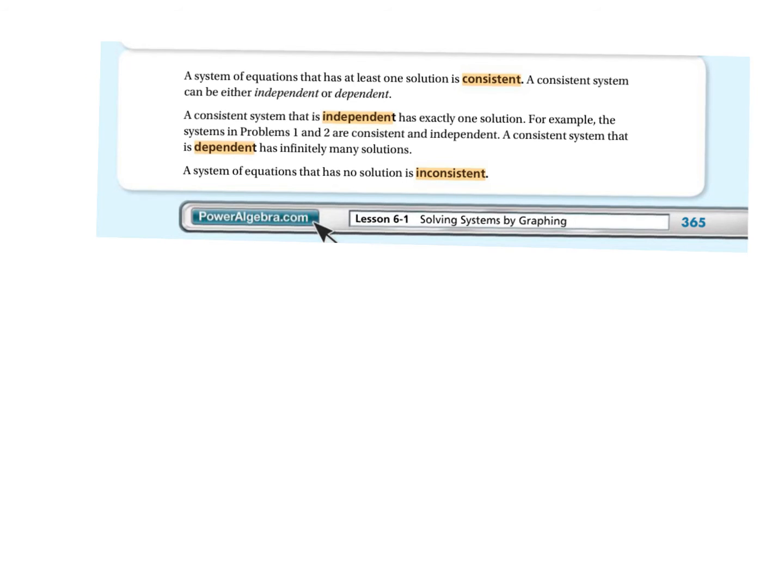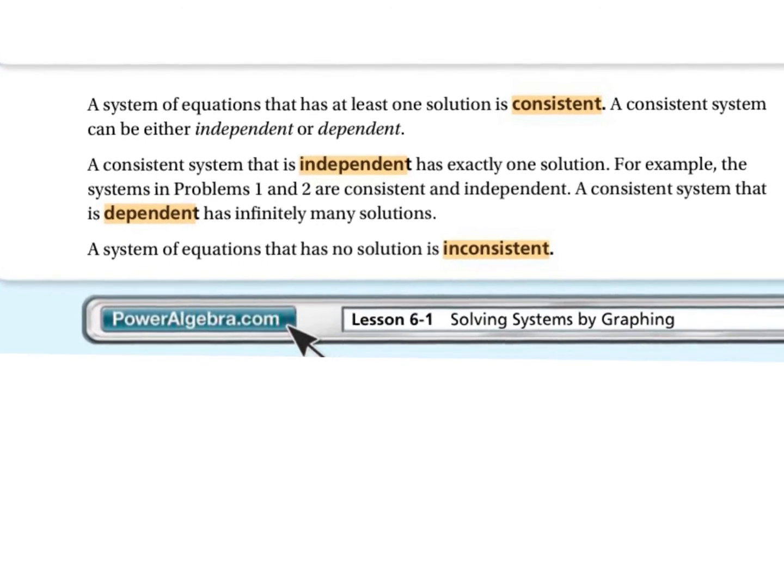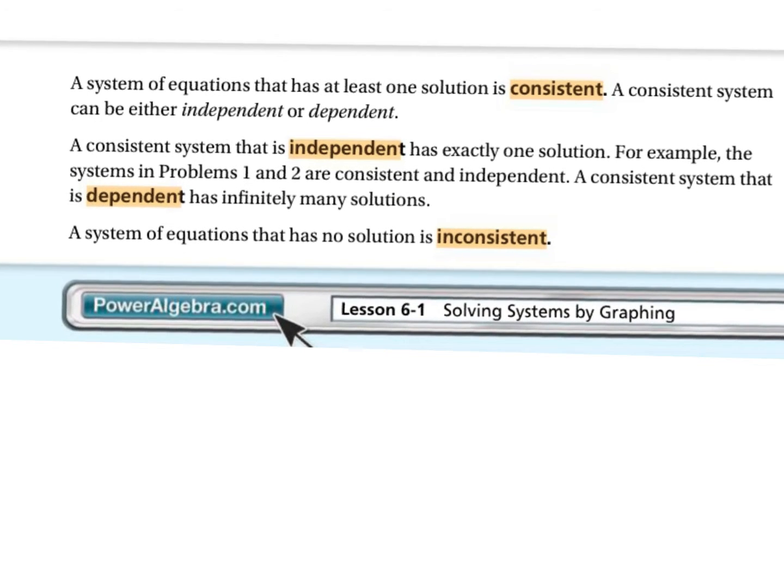Bottom of page 365 talks about different names we can give these systems of equations. If we have at least one solution, which is everything we've talked about so far, everything's just had one solution so far, but anyway, if you have at least one solution, it's called consistent. And a consistent system can be either independent or dependent. So if it's independent, it has exactly one solution. So all the problems we've been talking about so far are consistent and they are independent.